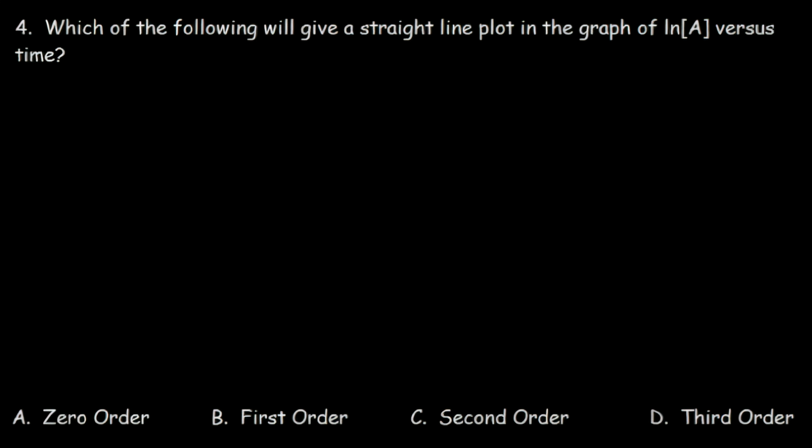Number 4. Which of the following will give a straight line plot in the graph of ln A versus time? Is it A, a zero order reaction, B, a first order reaction, or a second order or third order reaction? Now, to answer this question, you need to know the equations that are associated with chemical kinetics. So this is a good time to go over it. So first we have a zero order reaction, and first order, and a second order reaction.